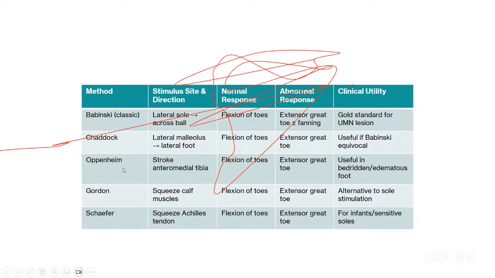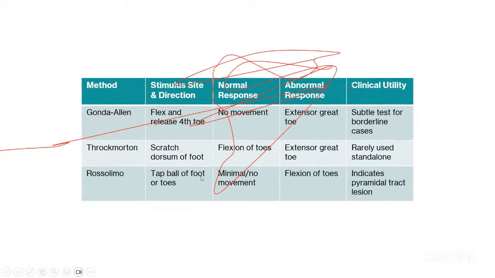And for Oppenheim, stroke on the anteromedial tibia. For Gordon, we squeeze the calf muscles. Schaeffer, squeeze the Achilles tendon. This is mainly next, Gonda. Here we flex and release the fourth toe. There will be an extension of the great toe in this.